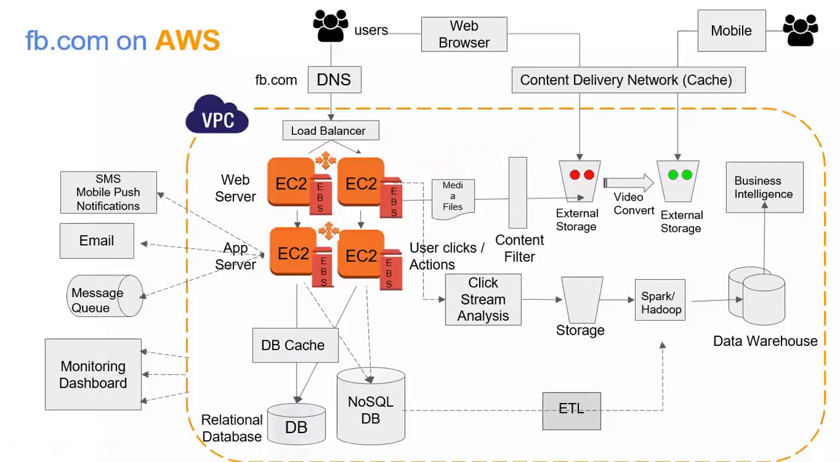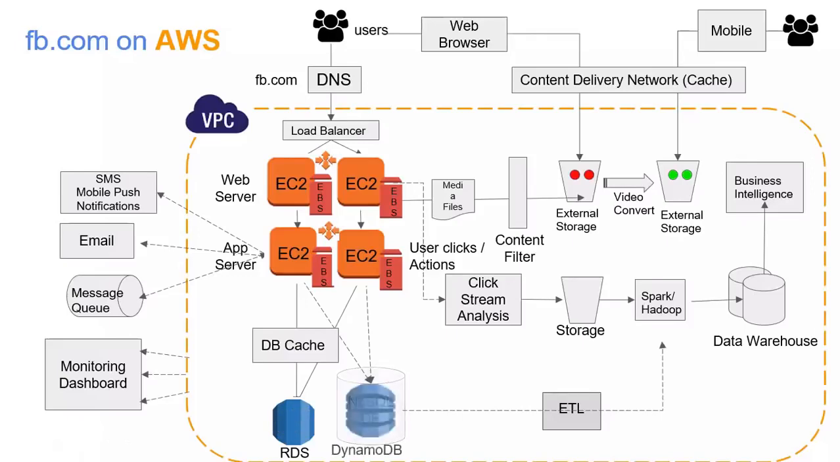Further, for relational databases, there is a service called RDS. And for NoSQL databases, there is a service called DynamoDB. For DB caches, there is a service called ElastiCache, and it comes with Redis and Memcached engines. Okay, further, as you see, there is a load balancer.